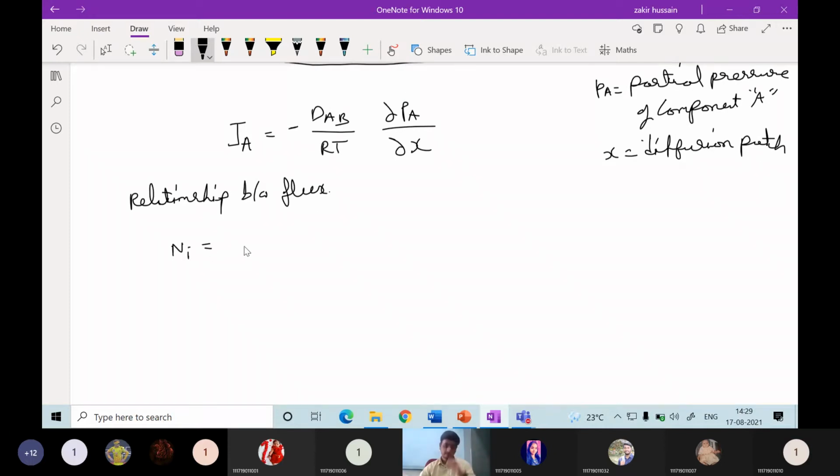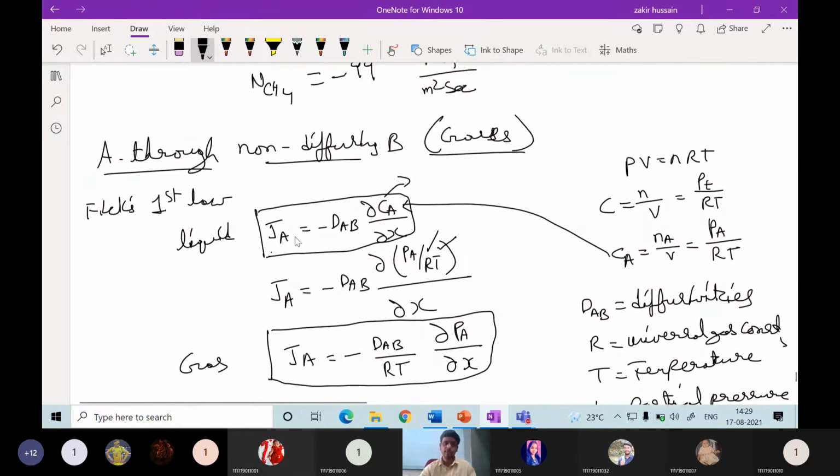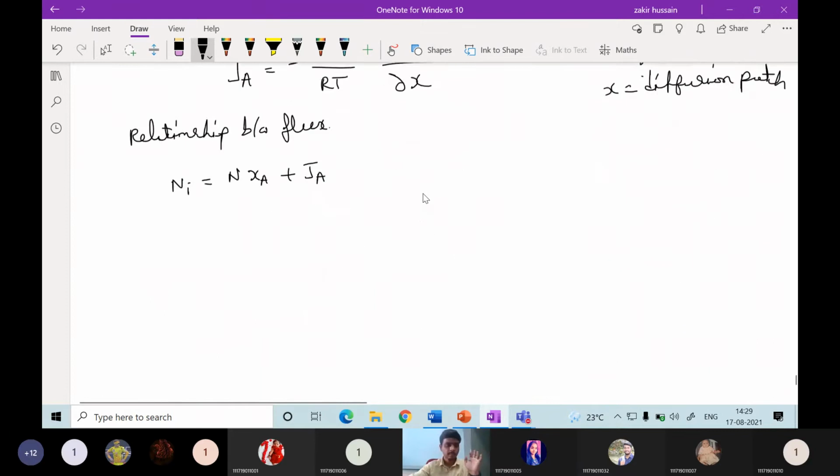Ni is equal to xi times the sum of N plus Ji. So this is the definition of A through non-diffusing B. Can anybody say what is the definition of A through non-diffusing B? If somebody says A through non-diffusing B, this has to come to your mind: NA is equal to constant, NB is equal to 0.